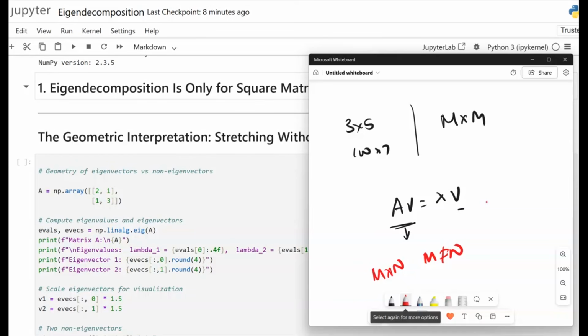That cannot be equal. So every M by M matrix has exactly M eigenvalues, counting multiplicities, and M corresponding eigenvectors. For example, a 2 by 2 matrix has 2 eigenvalue-eigenvector pairs, and a 100 by 100 matrix has 100 pairs, and so on. And kindly observe, non-square matrices can also be decomposed, but using singular value decomposition. We will be discussing it later in the next session.